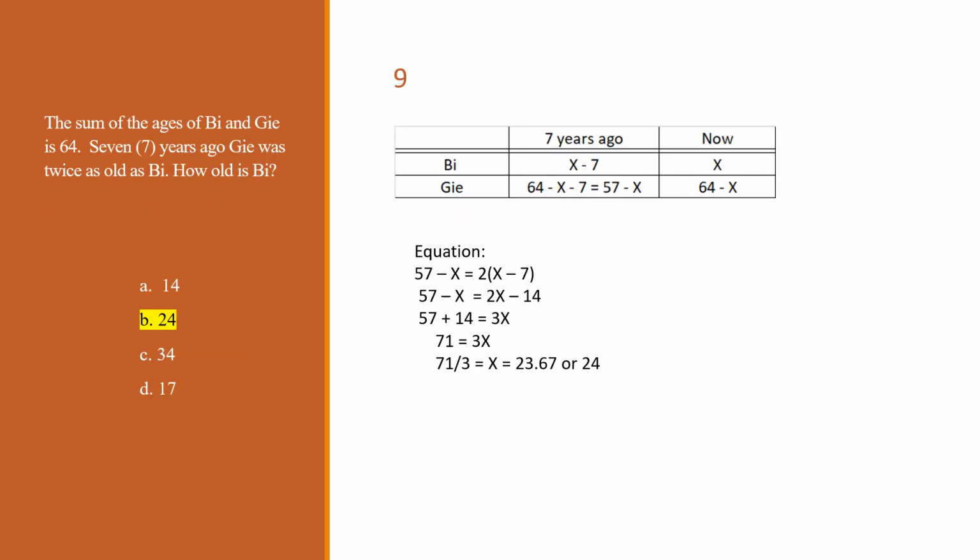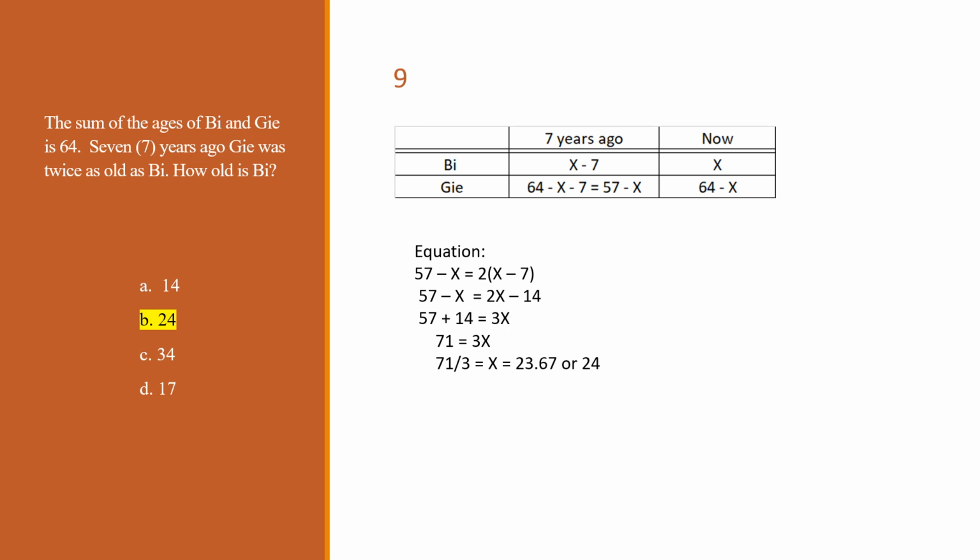For number 9, we are given that the sum of the ages of B and G is 64. How we represent this would be to provide this in columns associating B and G for specific ages at specific time periods. So for now, B is X and G is 64 minus X, because when we sum X plus 64 minus X, that's 64, which is given.